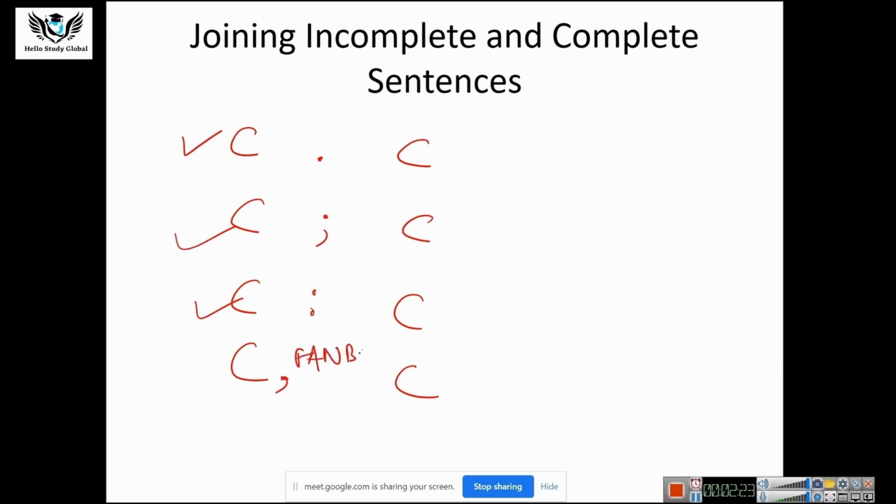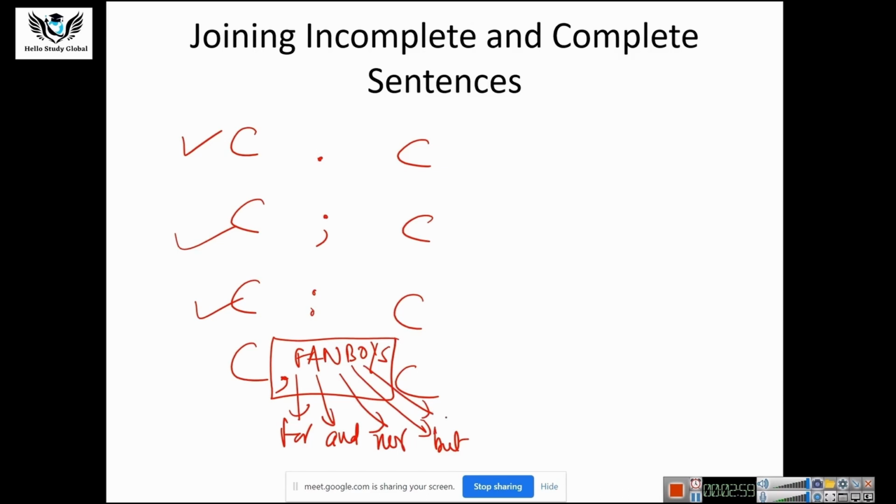these conjunctions that are known as FANBOYS. Now, what are FANBOYS? What is the full form? It's an acronym for certain types of conjunctions. F stands for for, A stands for and, N stands for nor, B stands for but, O stands for or, Y stands for yet, and S stands for so. So you can use a comma along with any of these conjunctions to connect two complete sentences. So these are four methods to join two complete sentences.